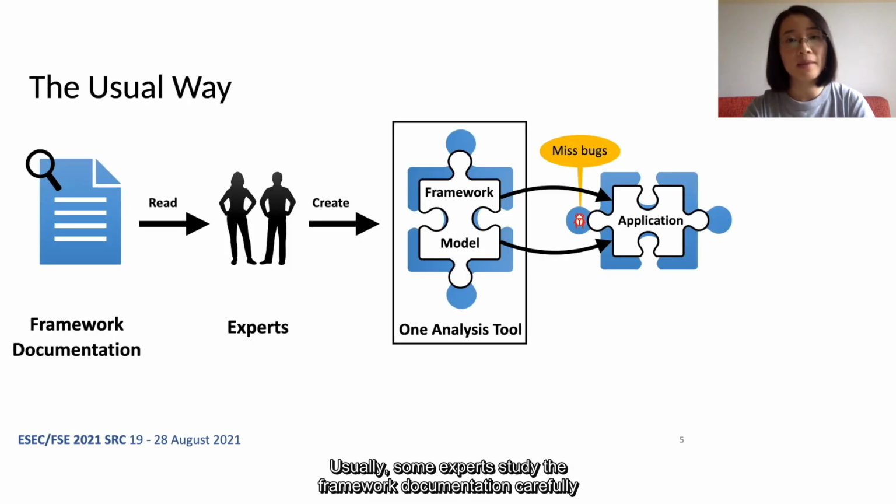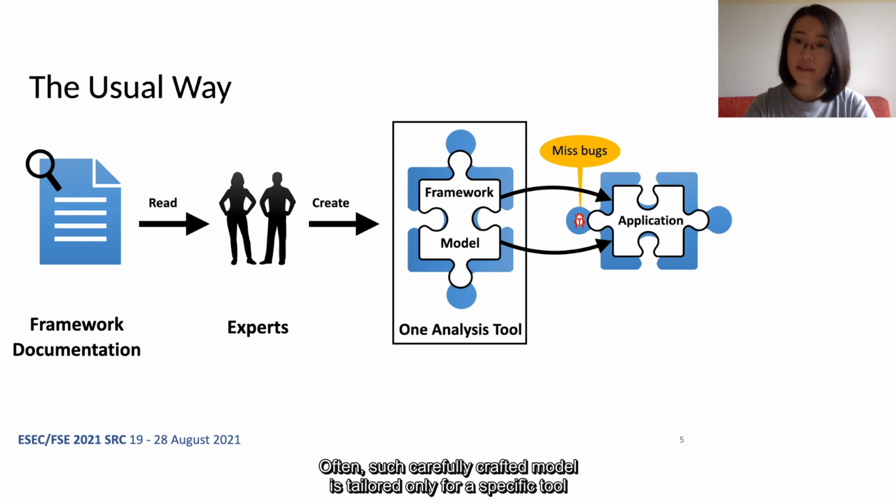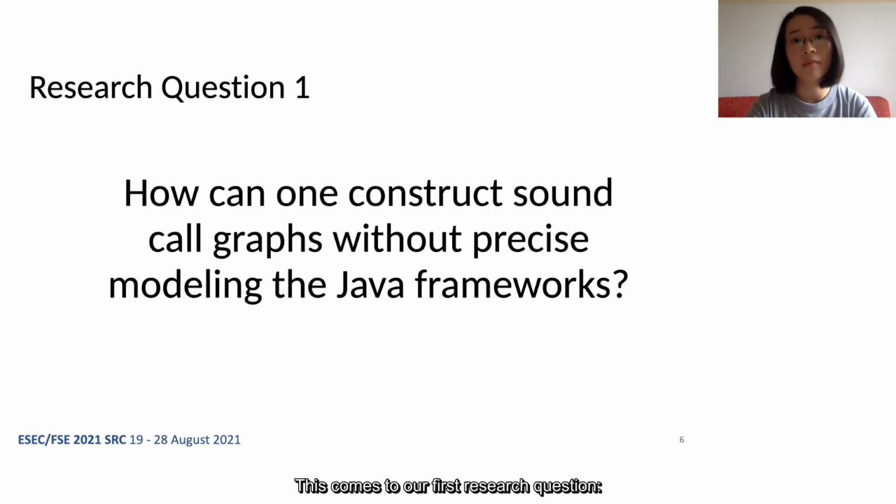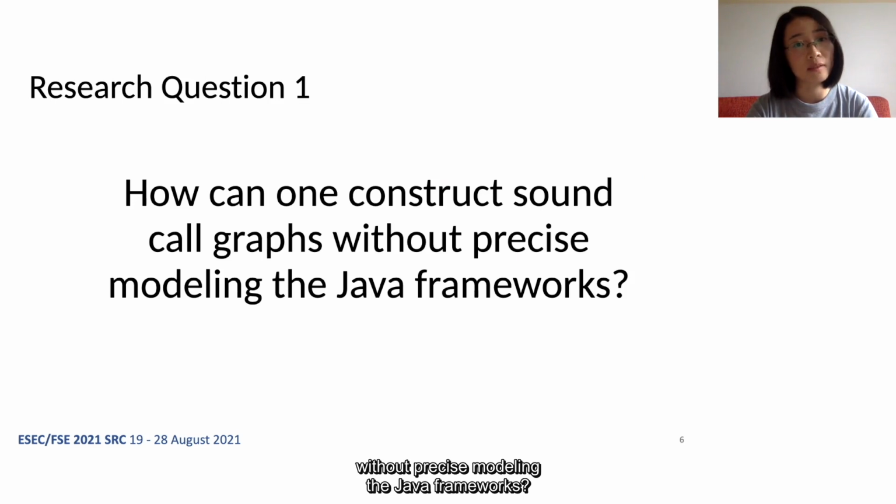Usually, some experts study the framework documentation carefully and create a model that, for example, adds artificial edges to the call graphs to model the callbacks invoked by the framework. Such modeling is not only tedious, but often incomplete. It can cause analysis to miss critical issues. Often, such a carefully crafted model is tailored only for a specific tool and cannot be used by other tools. This comes to our first research question. How can one construct sound call graphs without precisely modeling the Java frameworks?